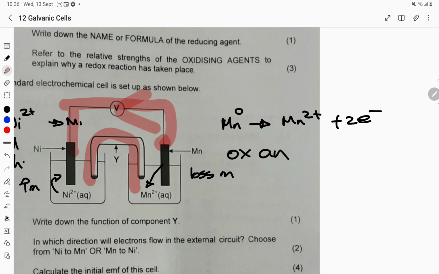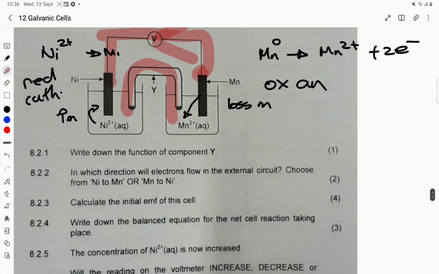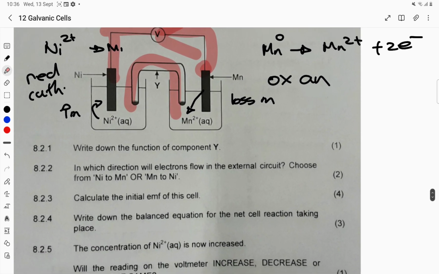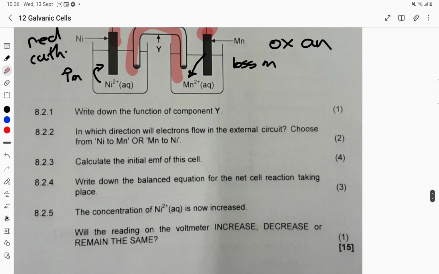So it'll be manganese to the nickel electrode will be the direction. I mean, this stuff's so easy so far, isn't it? Let's go to 8.2.3. Calculate the initial EMF of this cell.